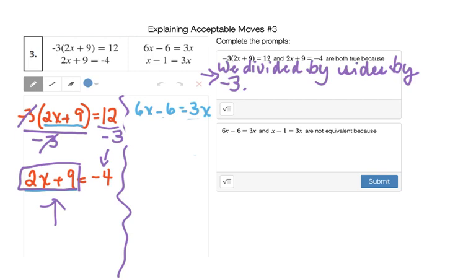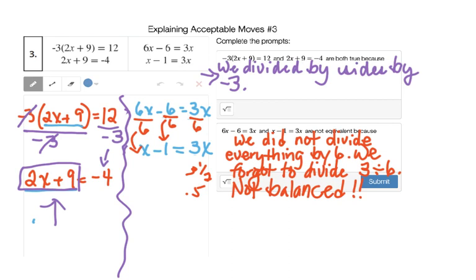So let me just erase this, make this all neat again. Instead of multiplying the bottom equation by 6, let's divide. 6x divided by 6, I get 1x. What is 6 divided by 6? 1. And if I would have taken 3 and divided that by 6, I would have gotten 0.5 or 1/2. Well, that didn't work either. So they are not equivalent because they did not make the balanced move of either multiplying everything by 6 or dividing everything by 6. Either way is good.